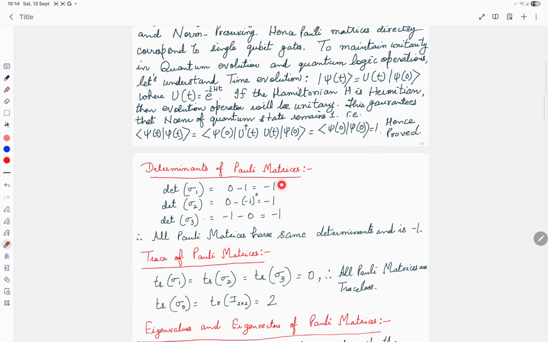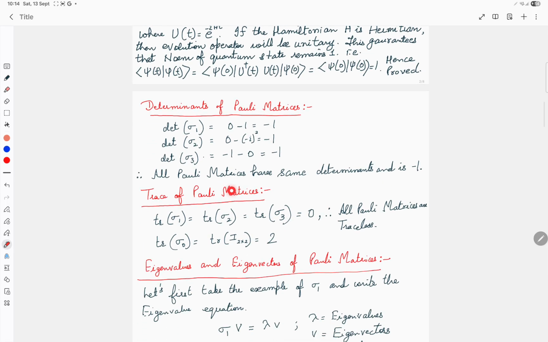Now if we take the determinants of the Pauli matrices, if you try to find out the determinant, all three Pauli matrices will have determinant equal to -1. So all Pauli matrices have the same determinant, and it is equal to -1.